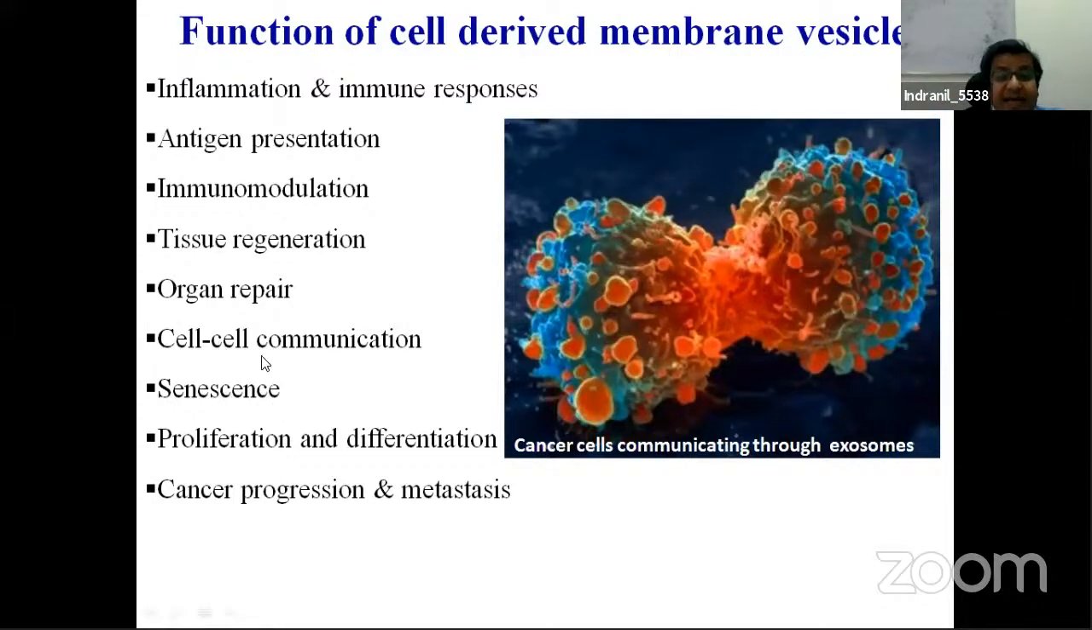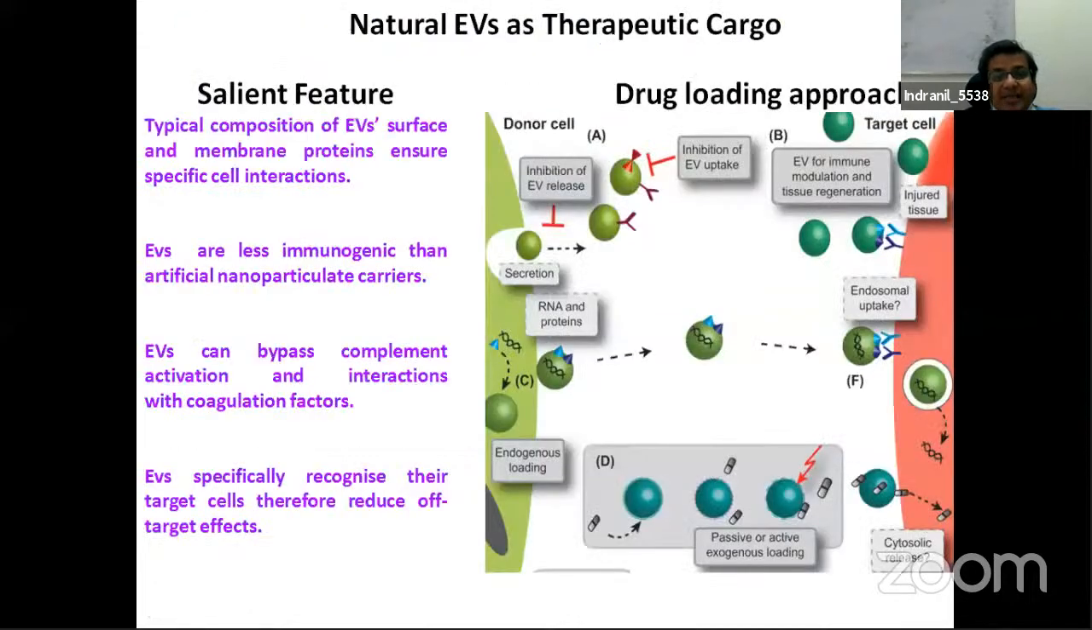In the other way, it can induce senescence as well. It can influence proliferation and differentiation, and it can help in cancer progression as well as metastasis. So these are the general features of the function of cell-derived membrane vesicles. Now, how do all these things come into our present talk? What is their relevance in drug delivery?